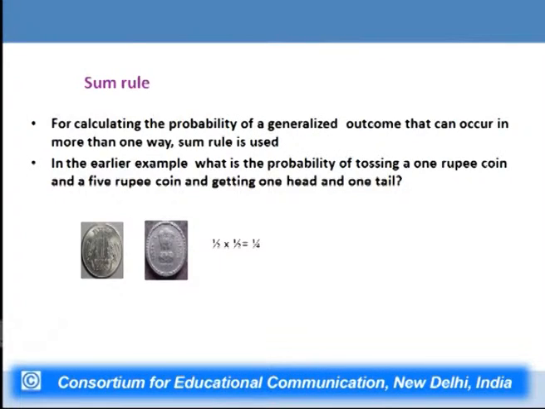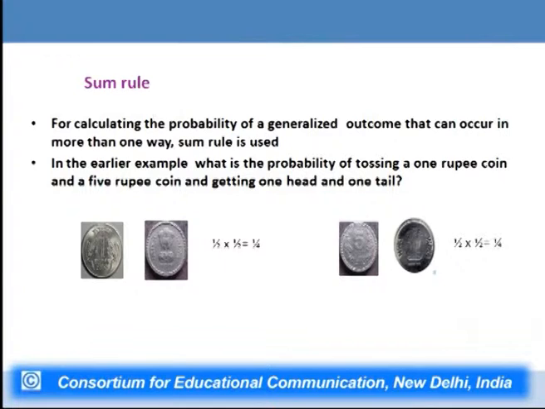Here we are not specifying which coin should get head and which coin should get tail. We are just stating that we want 1 head and 1 tail irrespective of the coin. So, what are the chances for this particular event to occur? Now, the head and tail combination might occur if the 1 rupee coin is having tails and the 5 rupee coin is having head, or it might also occur if the 5 rupee coin is having tails and the 1 rupee coin is having head. Both these combinations are possible.